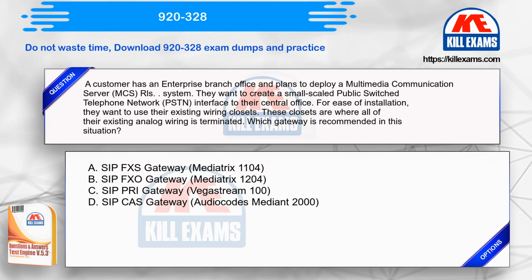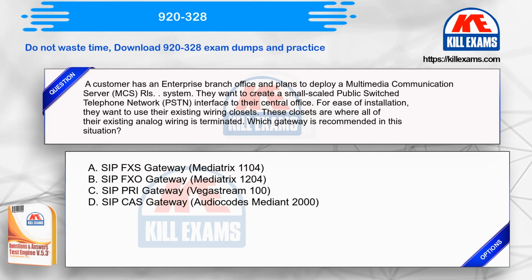A customer has an enterprise branch office and plans to deploy a Multimedia Communication Server (MCS, RLS) system. They want to create a small-scale public switched telephone network (PSTN) interface to their central office. For ease of installation, they want to use their existing wiring closets. These closets are where all of their existing analog wiring is terminated. Which gateway is recommended in this situation?